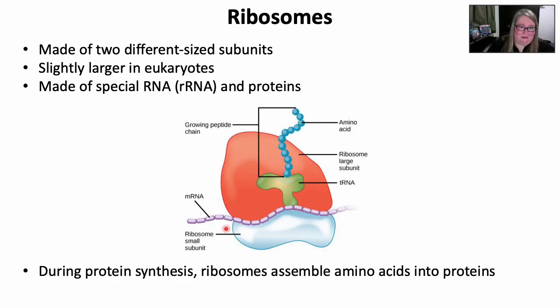We have the big subunit, which is literally called the 50S subunit. And then we have the small ribosome subunit, which we would call the 30S subunit. Both prokaryotes and eukaryotes have ribosomes. The ribosomes for eukaryotes are slightly bigger than those for the prokaryotes. Size does matter here. And our ribosomes are made up of proteins and a special RNA called rRNA, or ribosomal RNA.